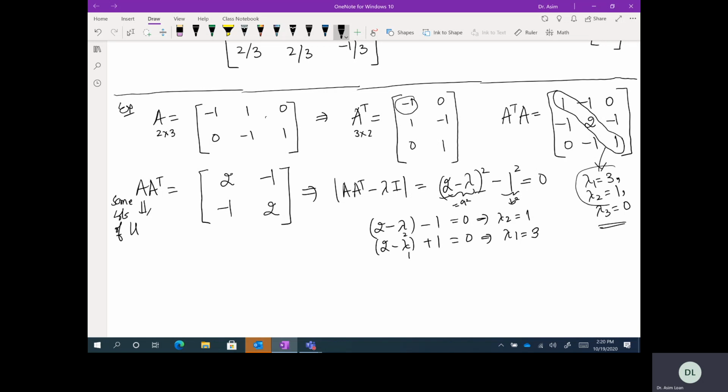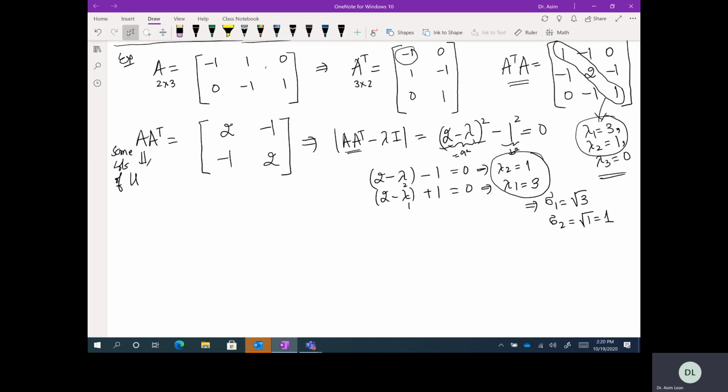So the non-zero eigenvalues are the same. The non-zero eigenvalues of A transpose A and AA transpose are the same. And so the singular values are, so this implies sigma 1 is equal to under root 3 and sigma 2 is equal to under root 1, which is simply equal to 1. Okay. So now I have sigma.